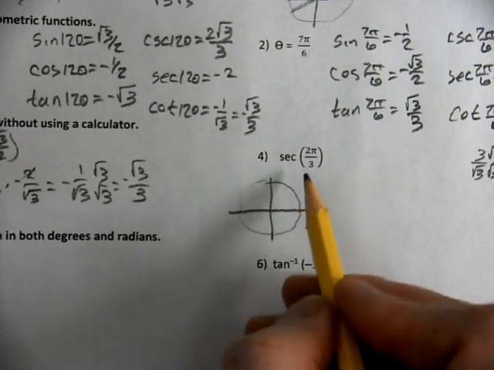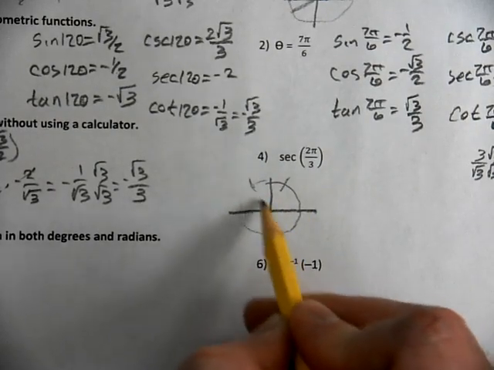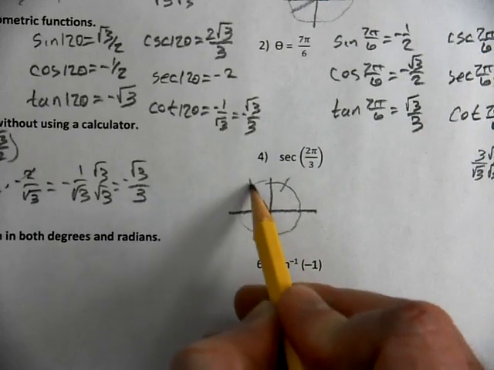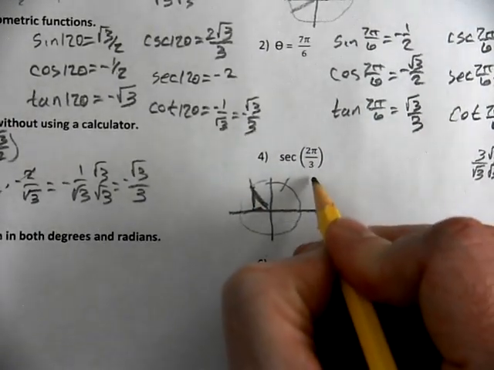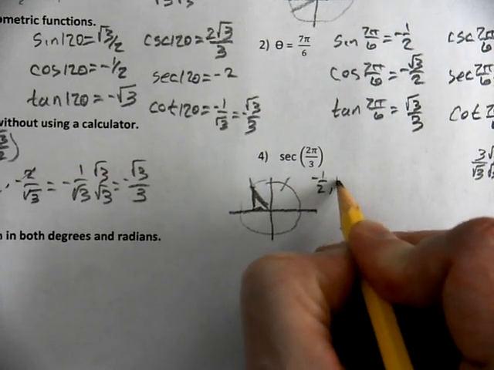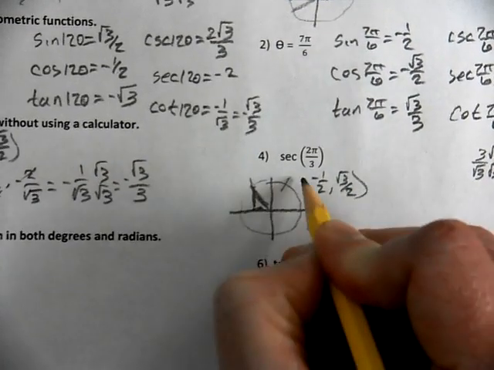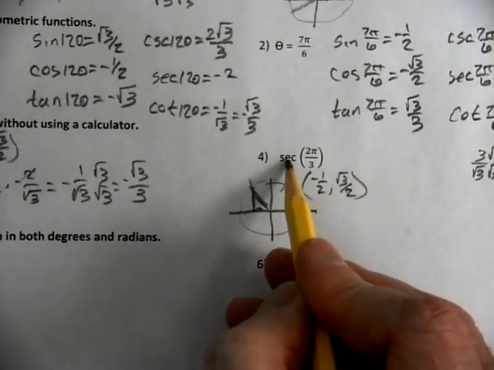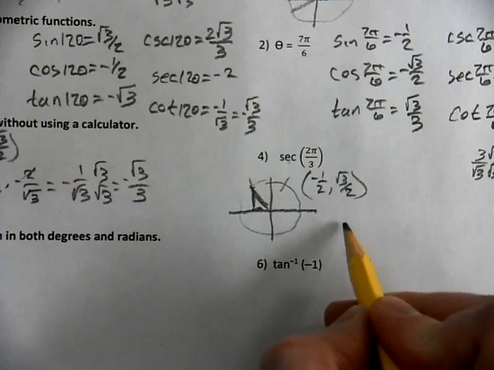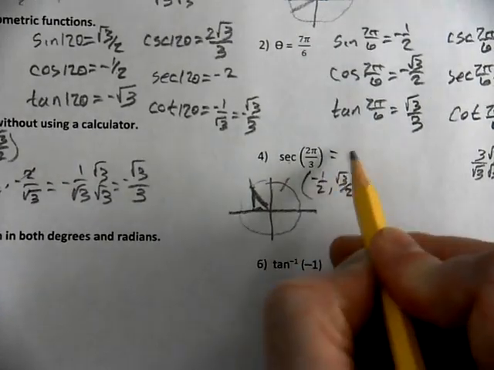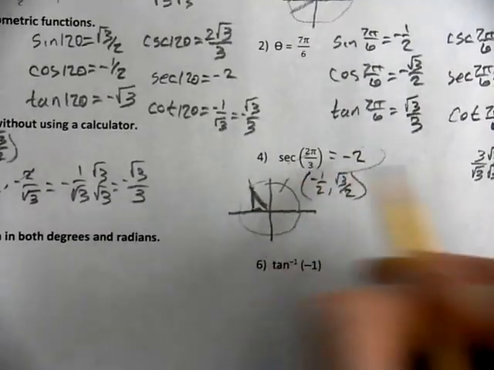So we're at 2 pi over 3. This is 1 pi over 3. 2 pi over 3 is right there. And that's short, long. So short is x, and long is root 3 over 2. That's our y value. Secant is the reciprocal of cosine. So it's going to be the negative 2.